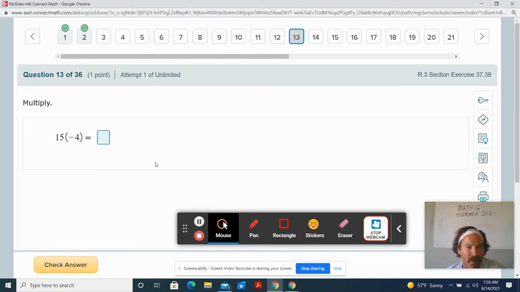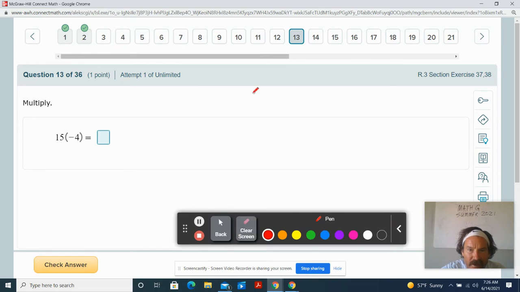When we multiply a positive and a negative number together, a positive times a negative is always a negative. There are basically four different rules here. Let me write over the top here. Let's start with a positive times a positive. This little dot means multiply. A positive times a positive is always a positive.